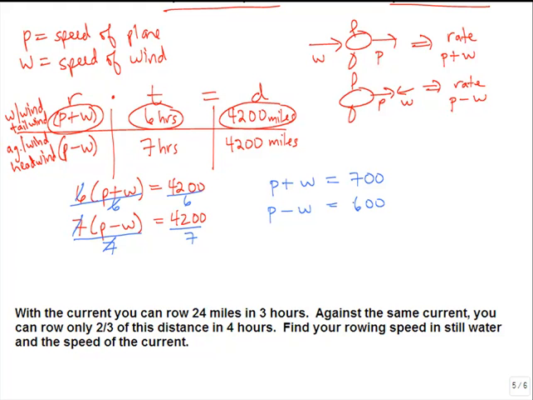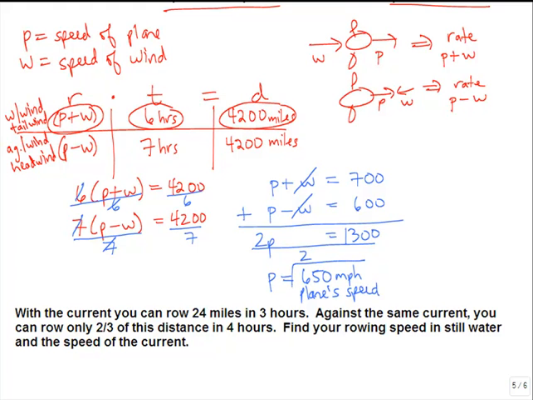The reason this is a nice trick is because now, if you look at this, this is perfect for elimination because the W's are already opposites. So I am ready to add down and those W's will cancel out. Don't forget, however, that you want to add your P's. P plus P is 2P, and 700 plus 600 will give me 1,300. A lot of times students forget the 2. So you get 2P. Now we want to divide by 2, and that tells me that P is 650. That's the plane's speed, so that's 650 miles per hour.